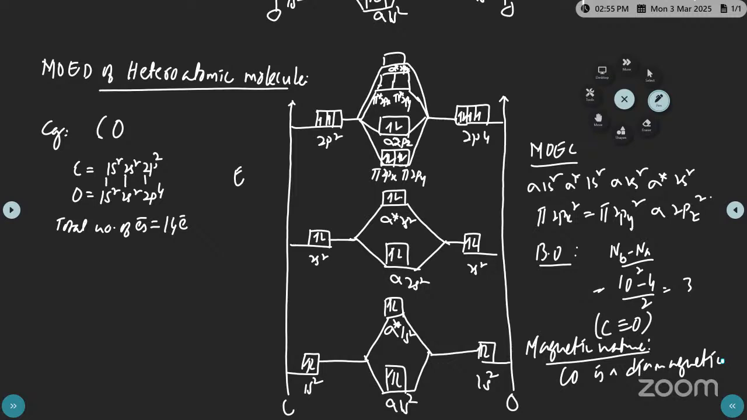So this is the bond order. See, the bond order we can tell by a shortcut.